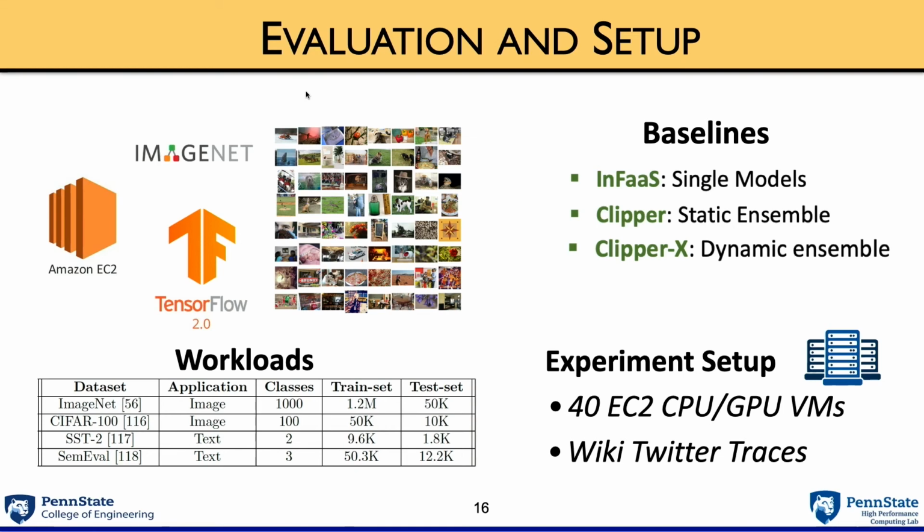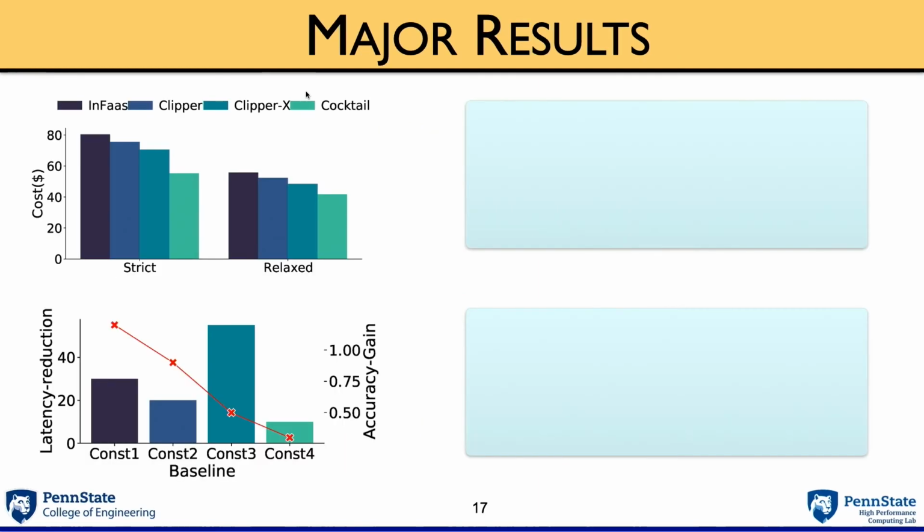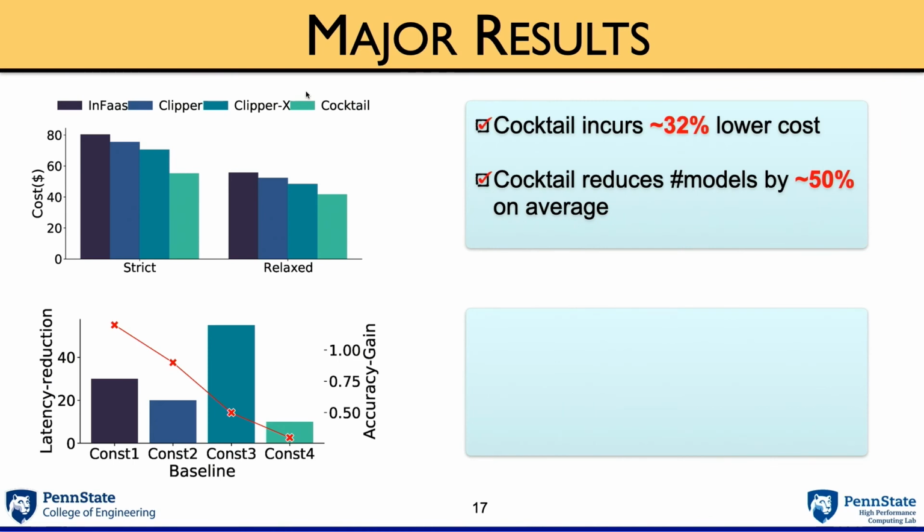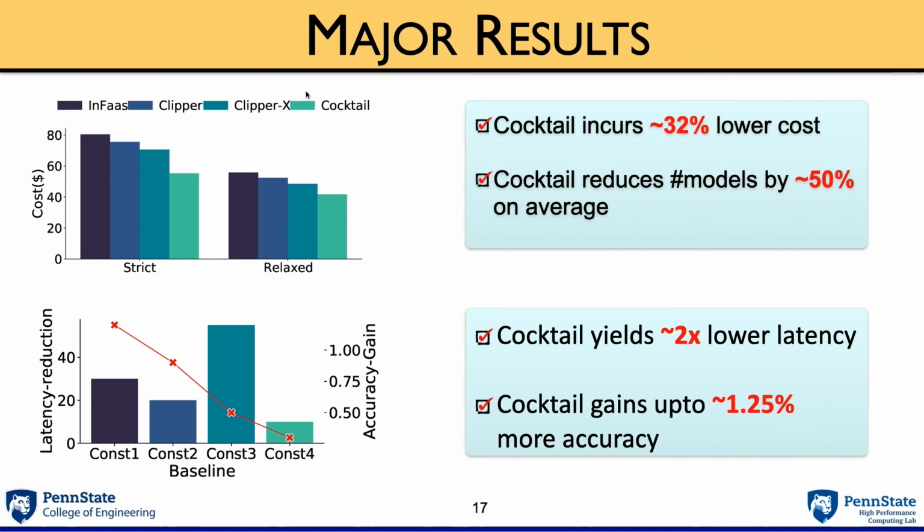And we did ImageNet for the vision models and sentiment analysis for the language model. So the result, as I have explained, is that Cocktail incurred 32% less cost, and we got state-of-the-art accuracy as well, and it can trim down the number of models by 50% compared to the previous state-of-the-art while doing the ensembling. On top of that, sometimes it gets us more accuracy, on an average 1.2% more accuracy.